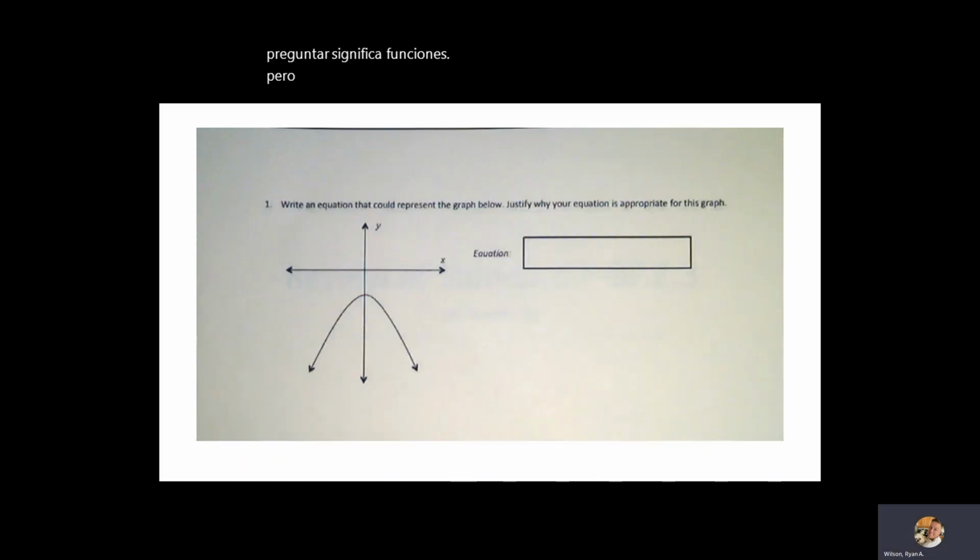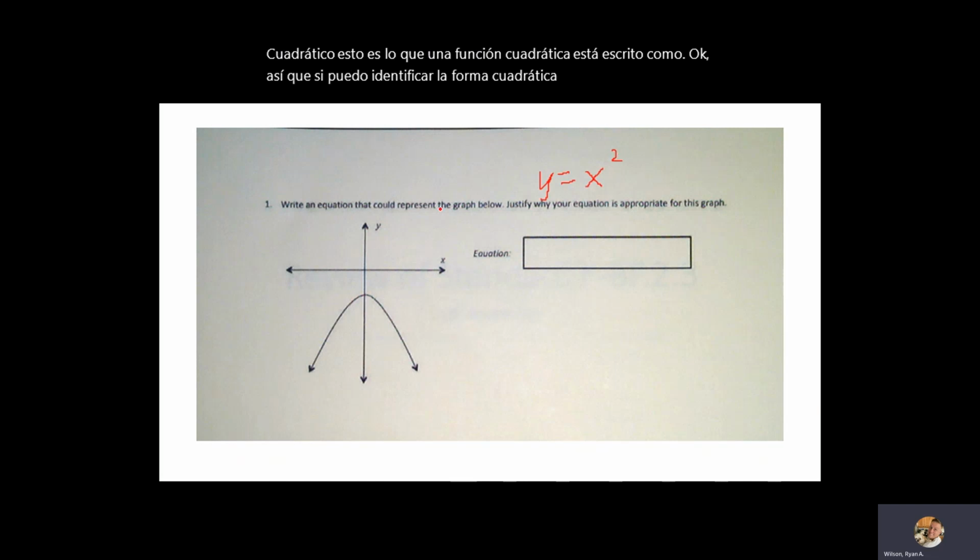All right. So let's try this last one. So what kind of function is this called? Quadratic. This is what a quadratic function is written like. So if I can identify the quadratic shape, I know it's x squared, but it's flipped upside down. So the way that we flip a function upside down is we put a negative in front of it, okay?